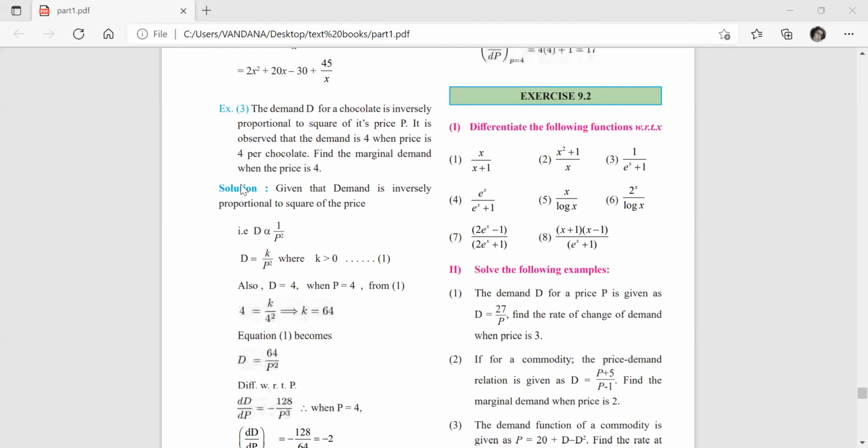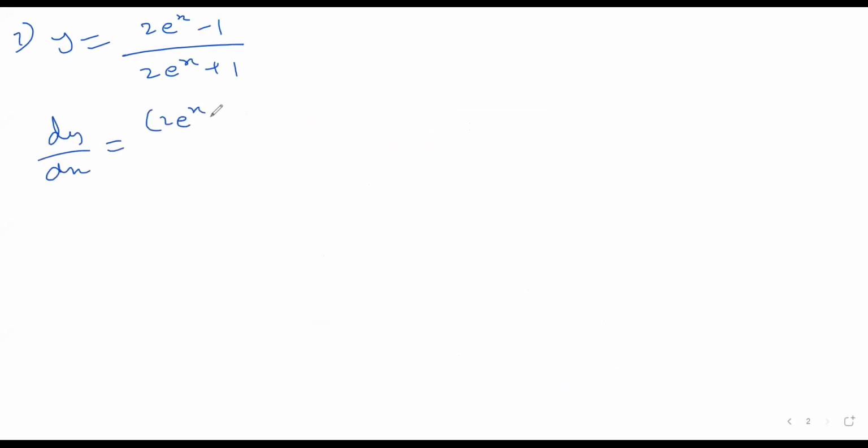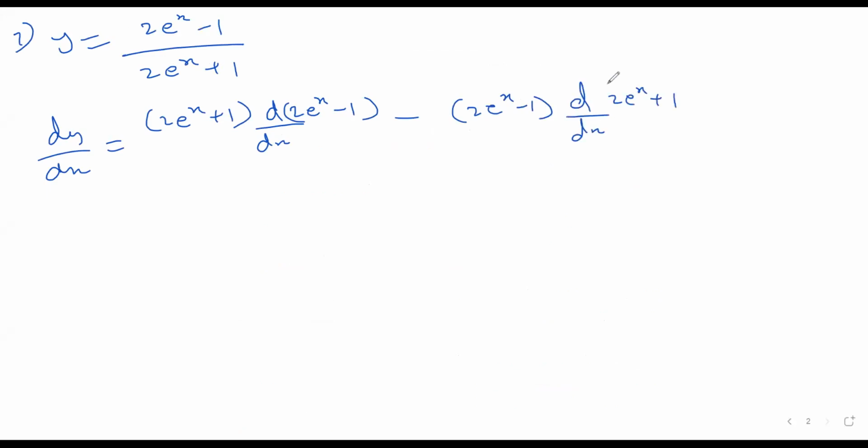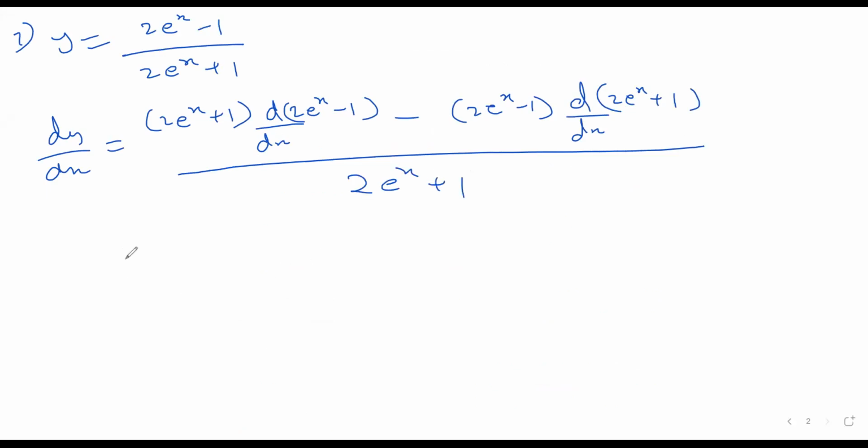Seven sum 2 e raised to x minus 1 upon 2 e raised to x plus 1. Question number 7, y is 2 e raised to x minus 1 upon 2 e raised to x plus 1. dy by dx is 2 e raised to x plus 1 d dx of 2 e raised to x minus 1 minus 2 e raised to x minus 1 into d dx of 2 e raised to x plus 1 whole thing upon 2 e raised to x plus 1.